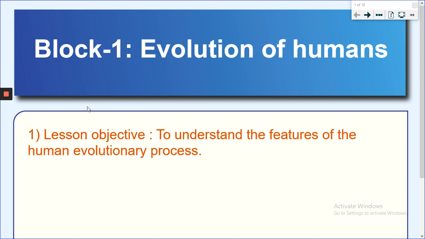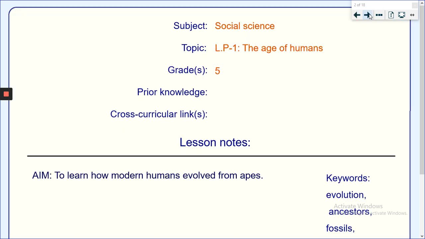This is for grade 5, block 1, evolution of humans. The lesson objective is to understand the features of the human evolutionary process. Today we are going to study the different stages of human evolution. Here is the topic, LP1, the age of humans.